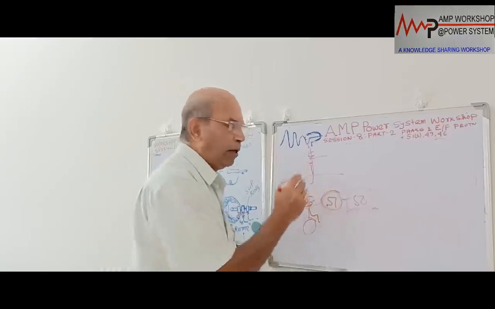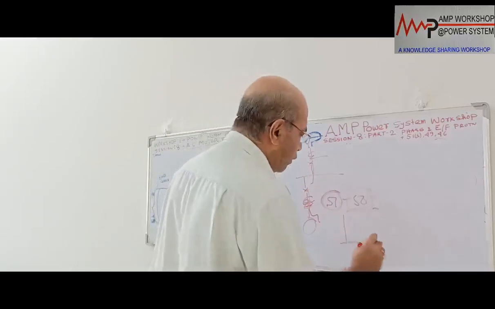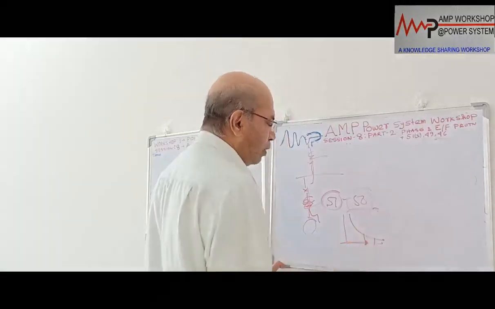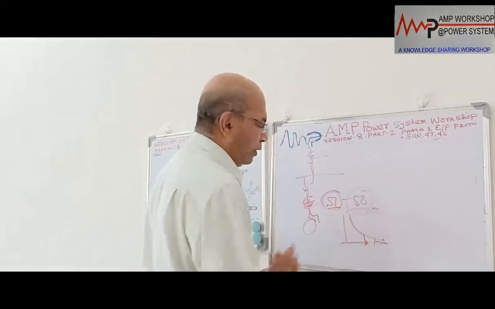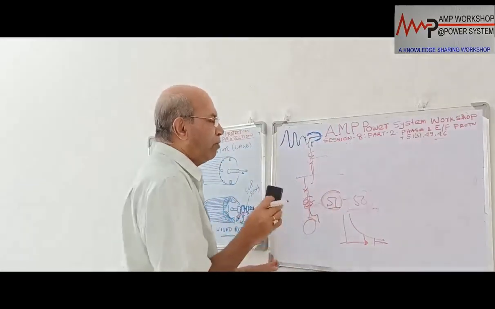We give some time delay with the 51. It is the IDMT characteristic. So we know the IDMT characteristics; it will operate on this principle. As the fault current is high, its operating time will be less. 50 will operate instantaneously, and then 51 may be given some time delay. Okay, so this is the instantaneous phase overcurrent protection for the motor.